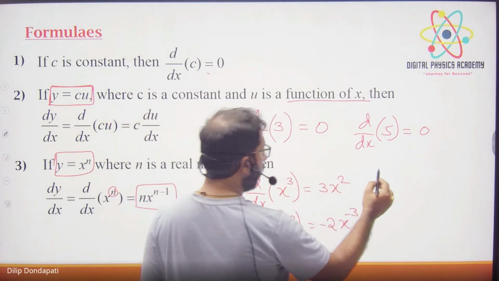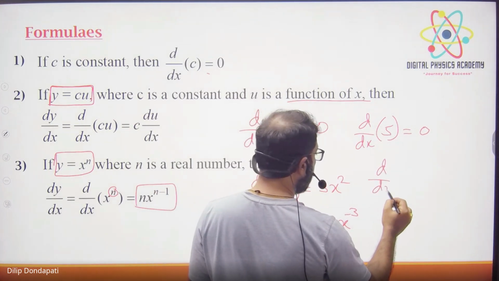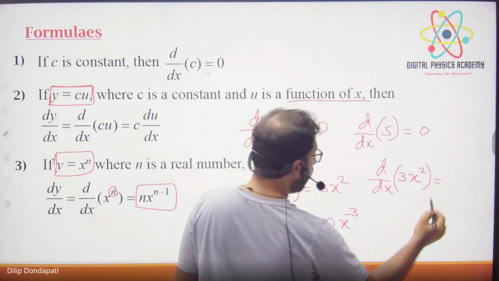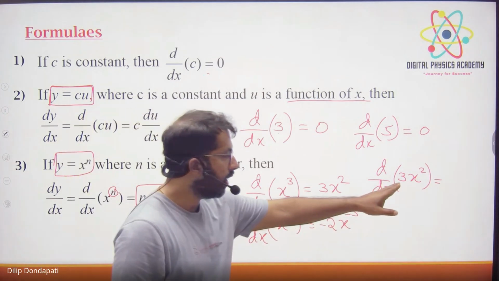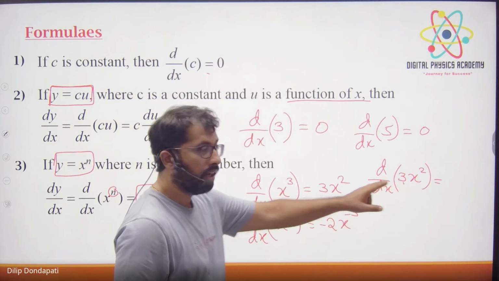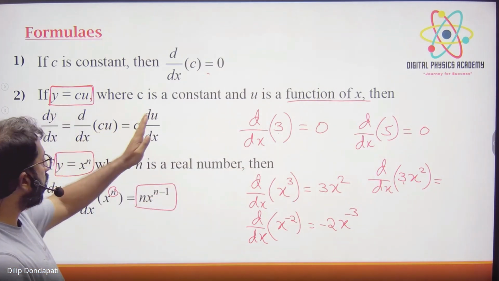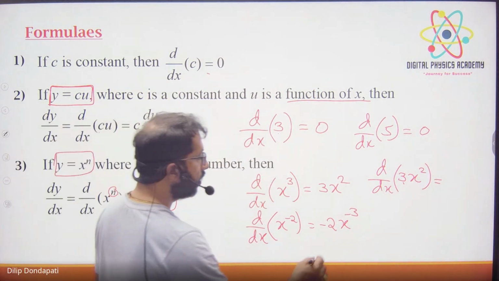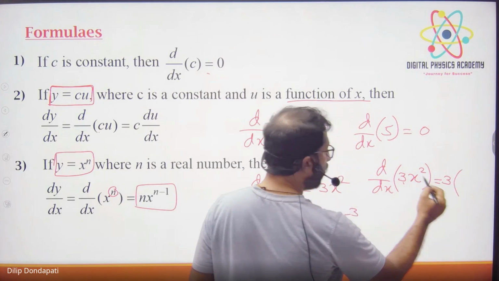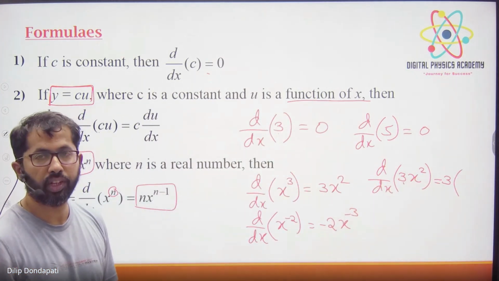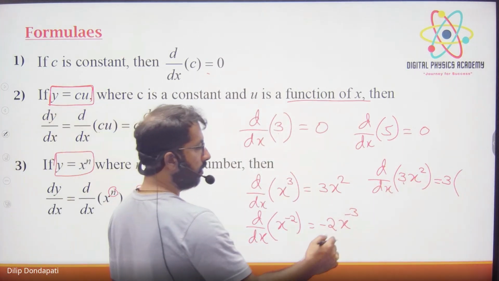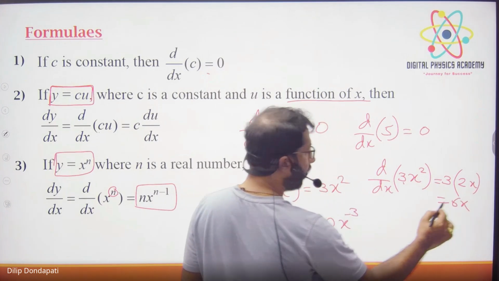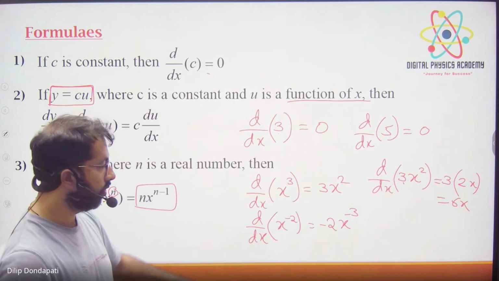Suppose, tell me d by dx of 3x square. Look, here 3 is a constant, right? What do we do with a constant? We have to bring it outside, and the remaining part we have to differentiate. So 3 will come outside. Differentiation of x square is 2x. So multiplying, it is 6x. Let me write examples in short form.